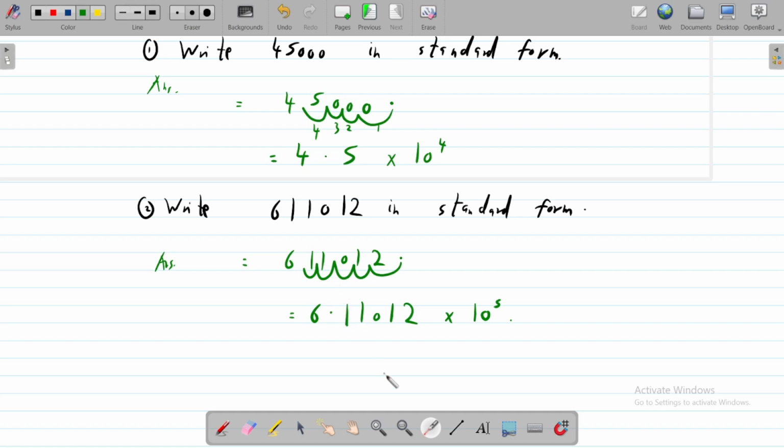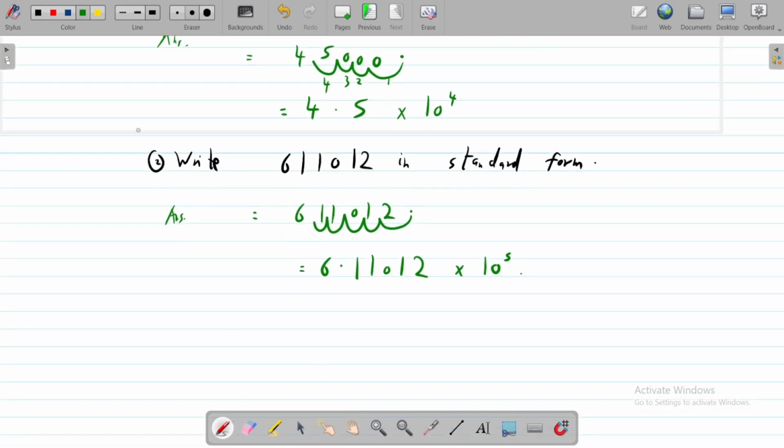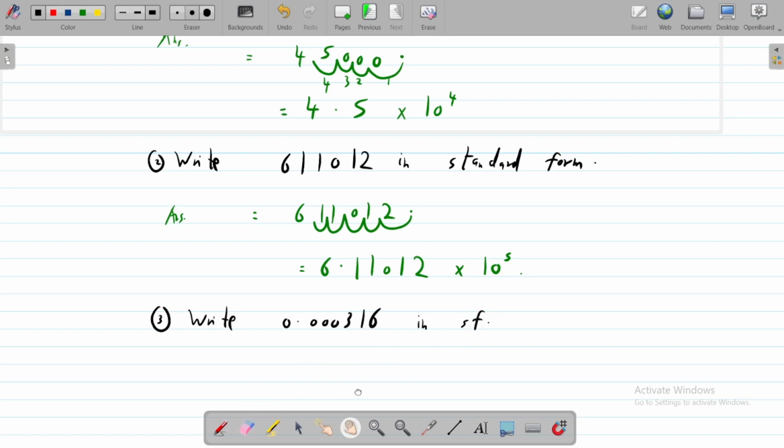Okay. Now that's that. Now let me do a different type of question. We discussed that if I have to take the decimal point to the left side, what if I have to take it to the right side? Now, what do I do in that case? Well, let's say I have 0.000316 in standard form, let's write SF. Now, what do I do in this case?